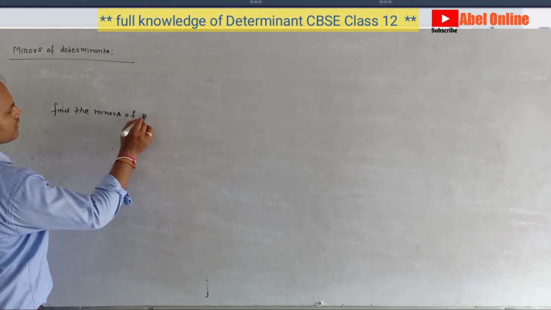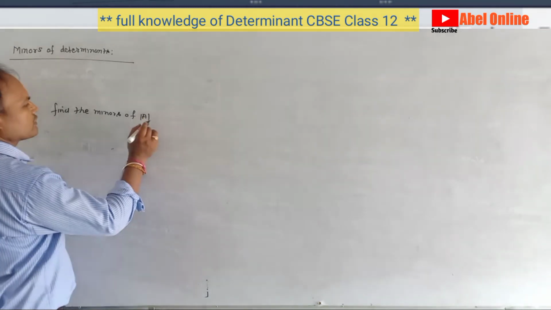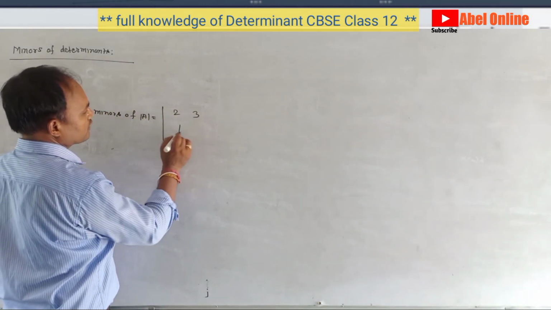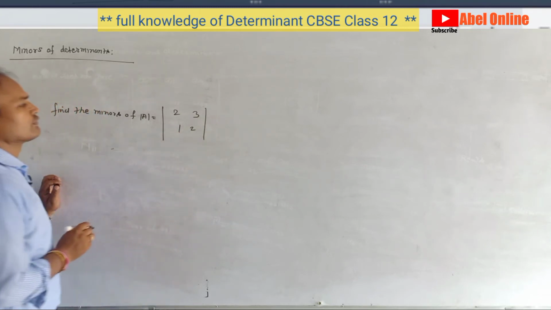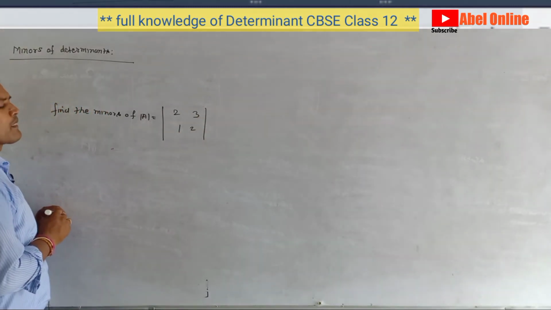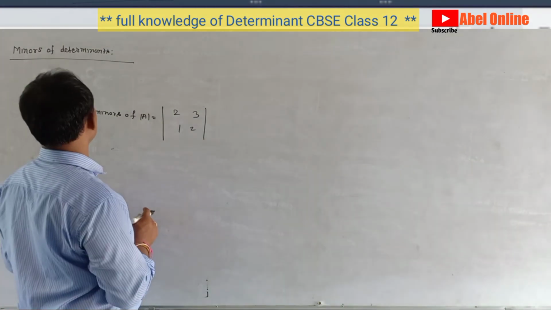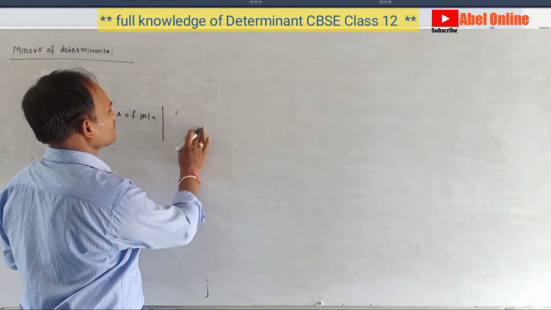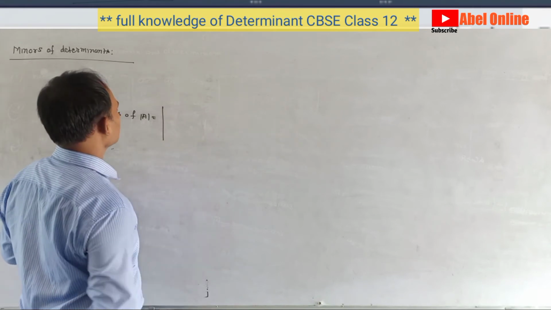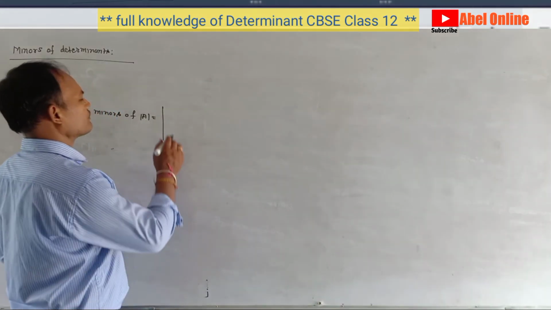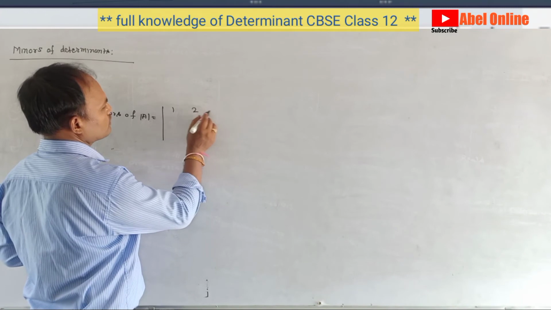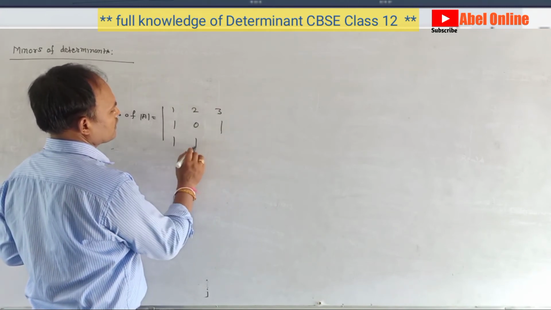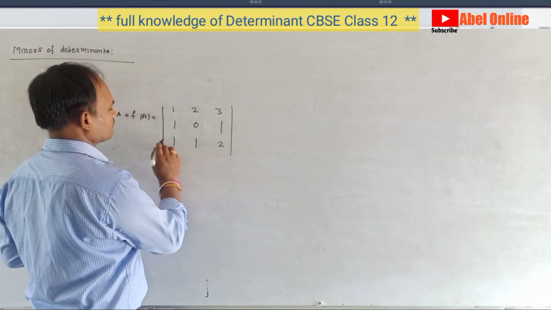Minors of a determinant. We have completed the 2 by 2 case, so now we are taking another question, a 3 cross 3 determinant, maybe 1, 2, 3, 1, 0, 1, 1, 1, 2.